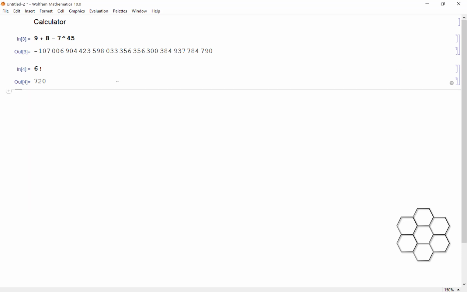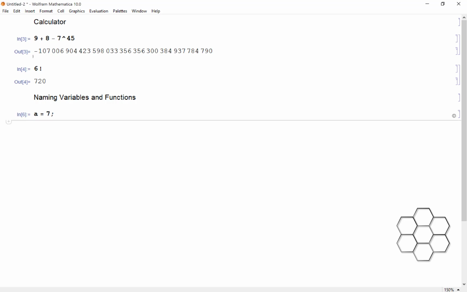Now, a powerful thing about Mathematica is its ability to name. So pretty much anything in Mathematica can have a name. And once you give it a name, Mathematica will understand what you're talking about. For example, if I say a equals 7, and then I want to say something like 3 plus a, Mathematica understands that I mean 3 plus 7.